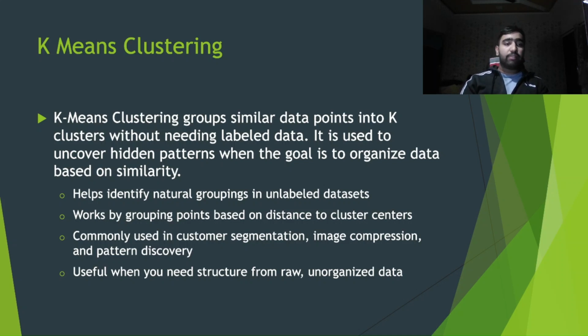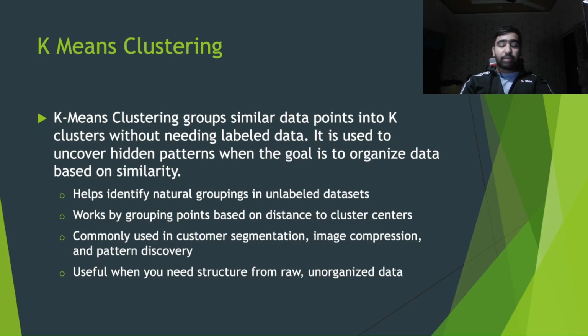So let's understand further features of k-means clustering. It helps in identifying natural groupings in unlabeled data, and works by grouping points based on distance to the cluster center. Now, for calculating distance or similarity between a data point and a cluster centroid, we use a distance metric, which is generally the Euclidean distance. We can also use some other distance metric like Minkowski distance or Manhattan distance, etc. It is commonly used in customer segmentation, image compression, and pattern discovery. So these are the applications of k-means clustering.